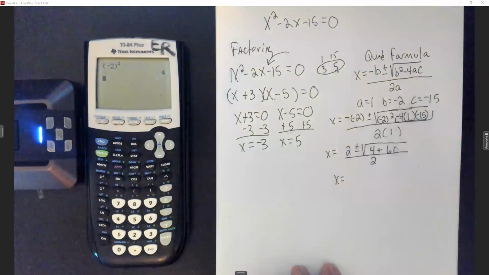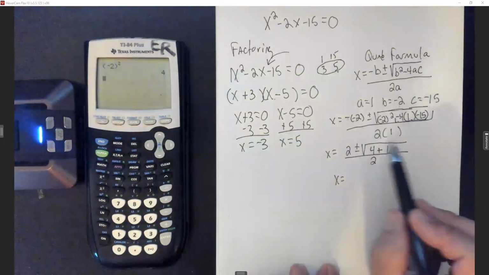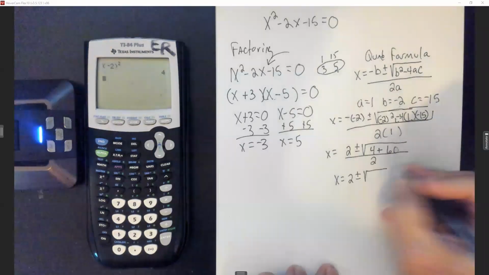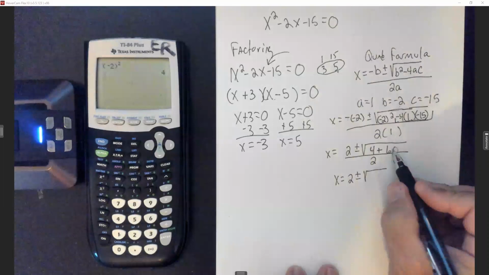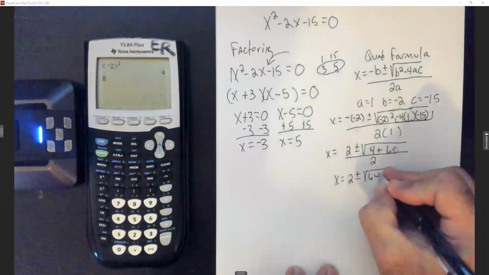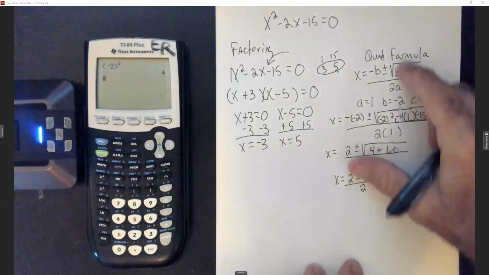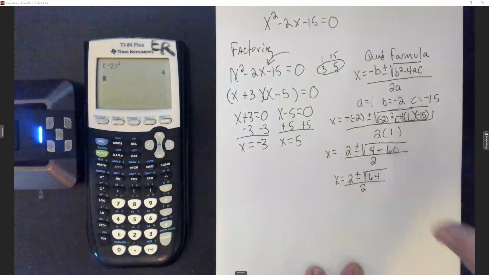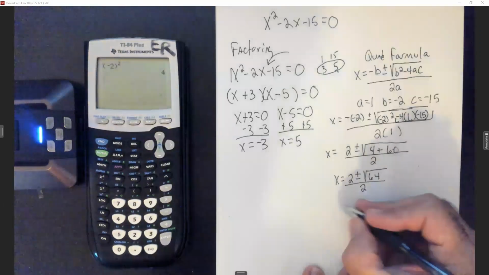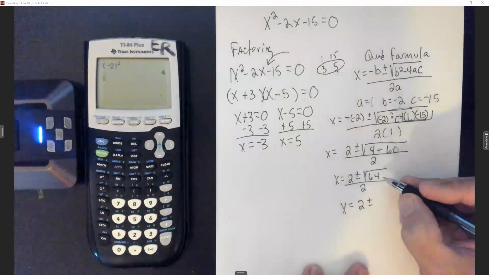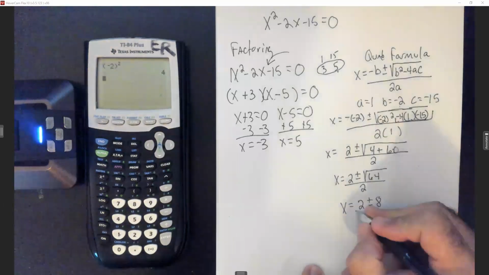All right, so I can't do nothing with the numbers outside until we get rid of this radical. So I'm going to do 2 plus or minus. Under the radical, I can add 4 plus 60. That'll give me 64 all over 2. So you notice this quadratic formula is a little longer than factoring, but it works every time to where factoring might not work every time, okay? All right, so now we can get rid of the radical because I know the square root of 64. Square root of 64 is 8 all over my 2.